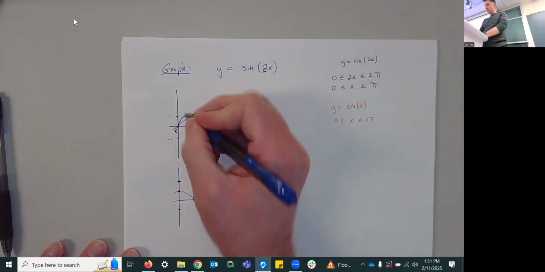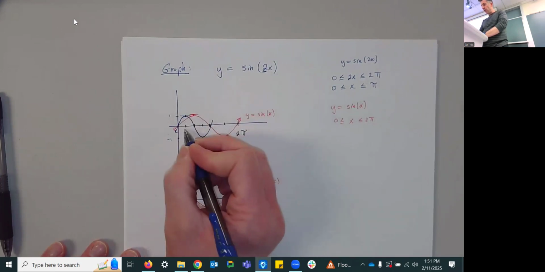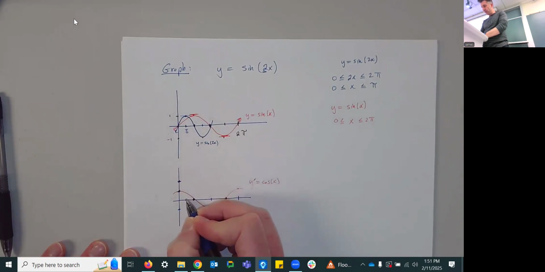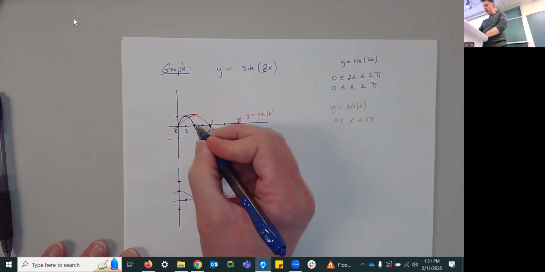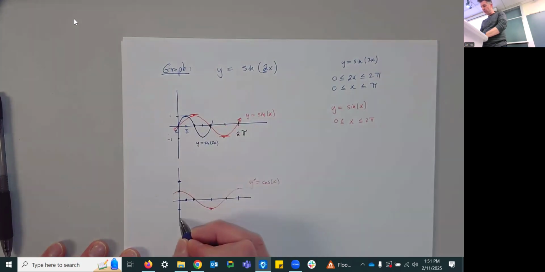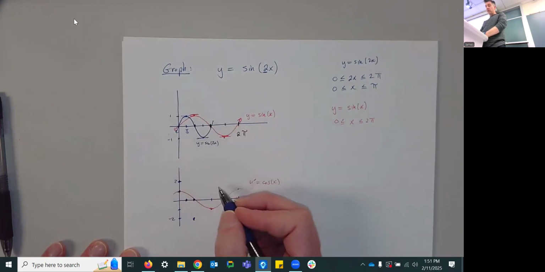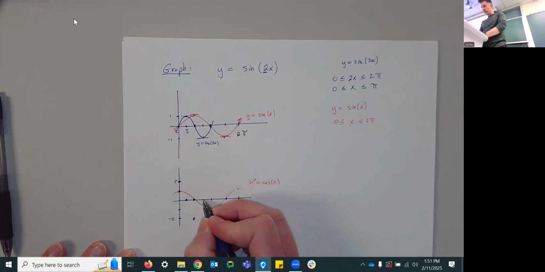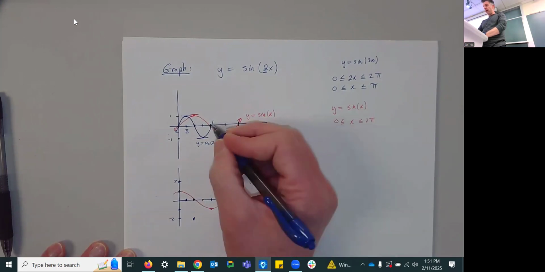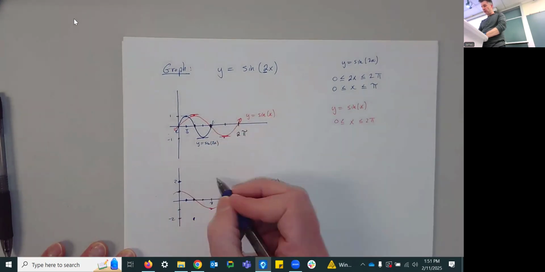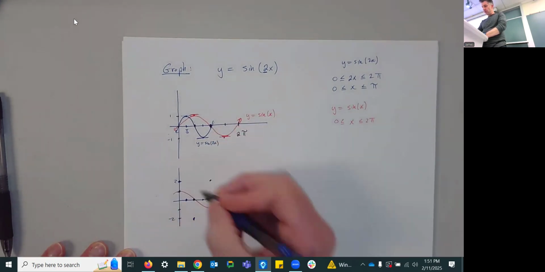And then right here at pi over 4, we're getting a derivative of 0. And then over here at pi over 2, we're getting a derivative of negative 2. And then over here at 3 pi over 4, 3/4 of the way through our period, we're getting a derivative of 0 again. And finally, back after one full period at pi, we're getting a slope of positive 2 again. So here's our new graph.